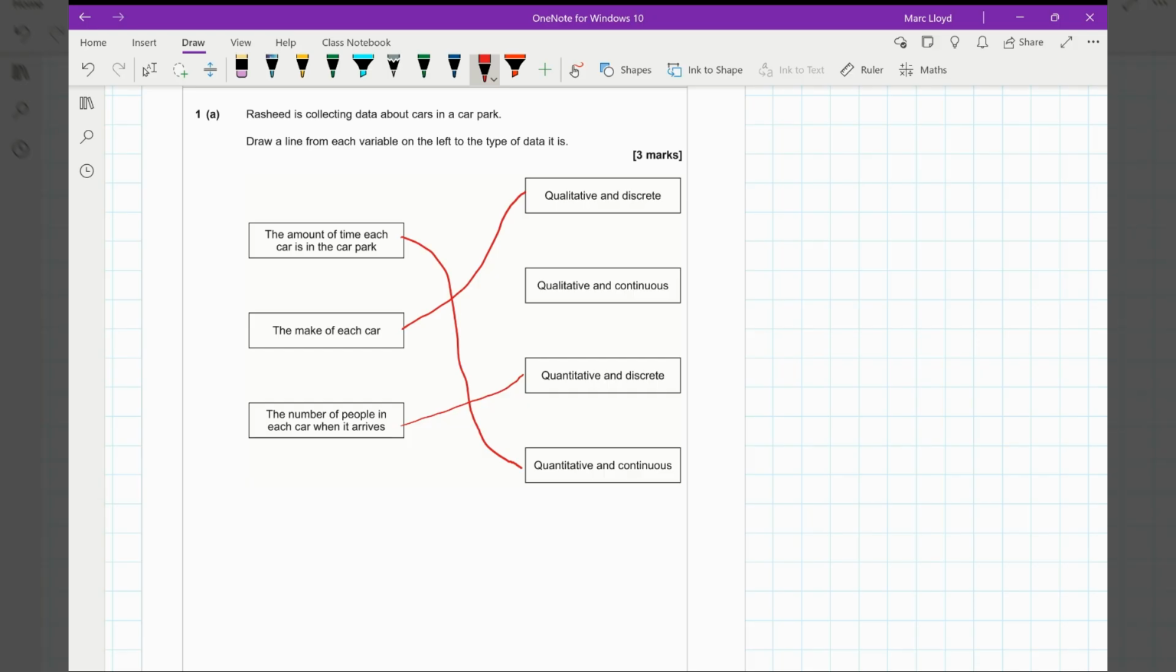I can't think of an example of a qualitative and continuous piece of data, but if you can, please can you put it in the comments and we'll have a laugh about that.